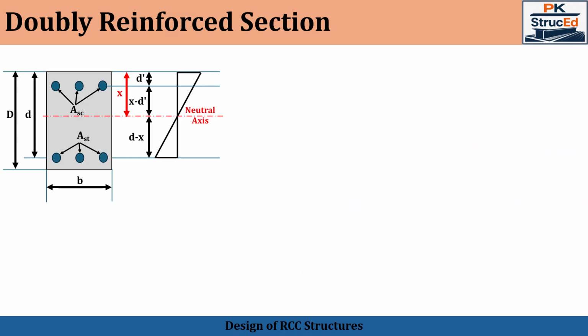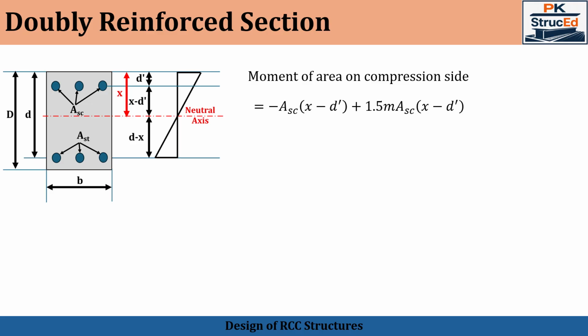In the working stress method, the design of doubly reinforced sections is based on equilibrium of moments. On the compression side, the moment is resisted by the concrete in compression and the compression steel, which will be converted into an equivalent concrete area. On the tension side, the moment is resisted by tensile steel only. So by equating the moment of resistance on the compression side and the tension side, we ensure the equilibrium of the section. That is what is explained here.